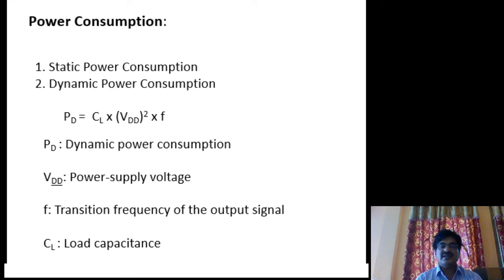So these are the different important parameters. Okay. So what are those? One is the noise margin, fan in, fan out, transition time, propagation delay and power consumption. Right?